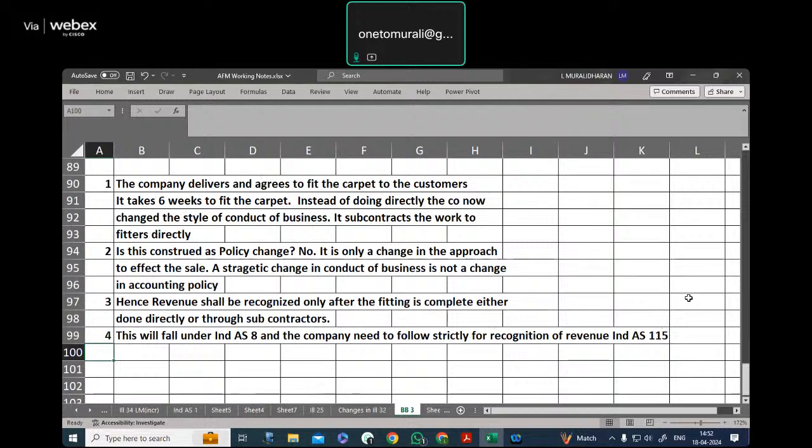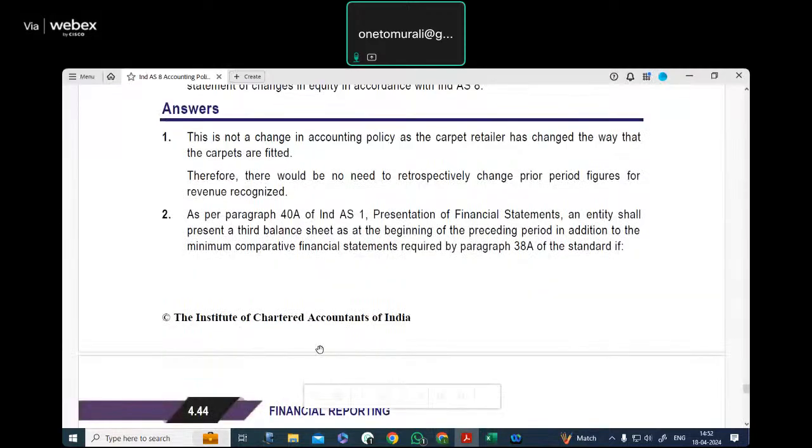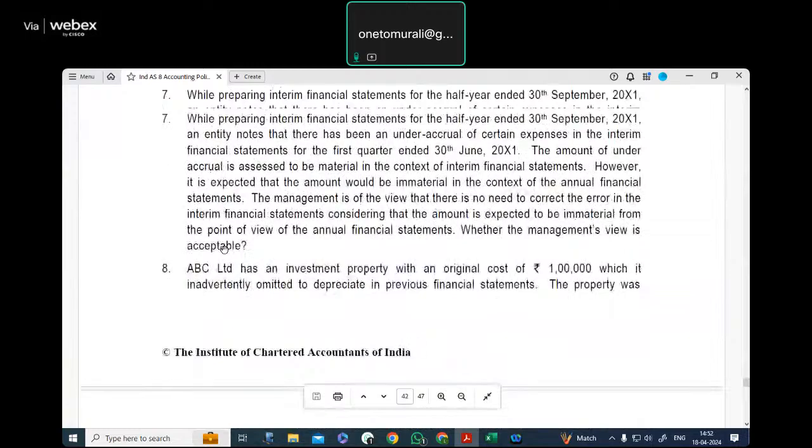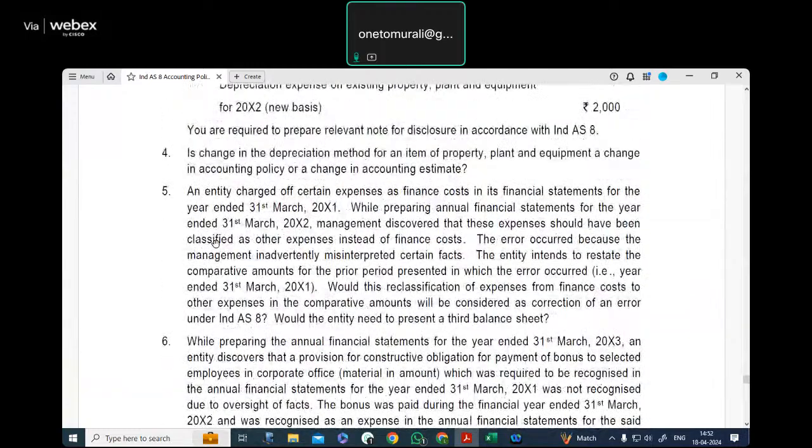This will not fall under Ind AS 8, and the company needs to follow strictly for recognition of revenue Ind AS 115. This is the way we are expected to take it up. Now let's see if there is anything else that we can take note of.